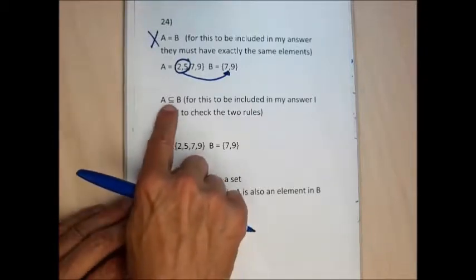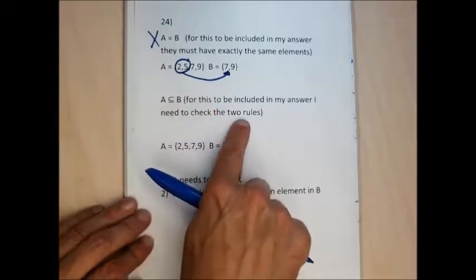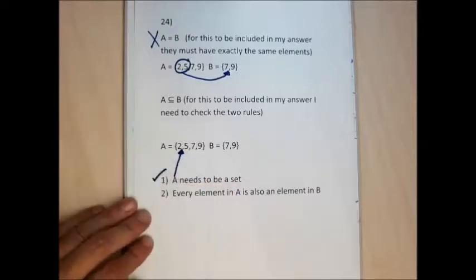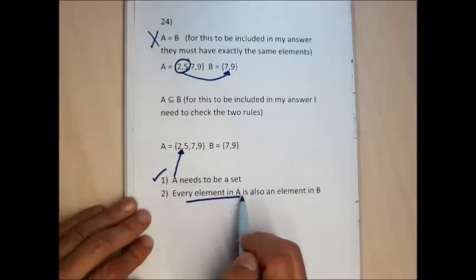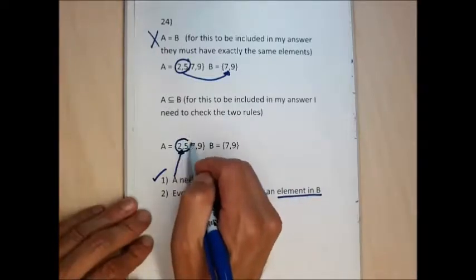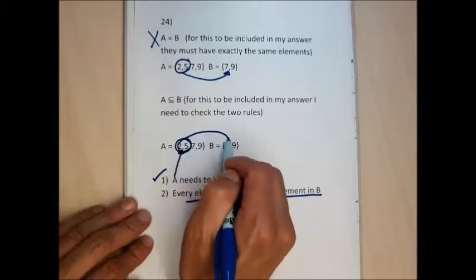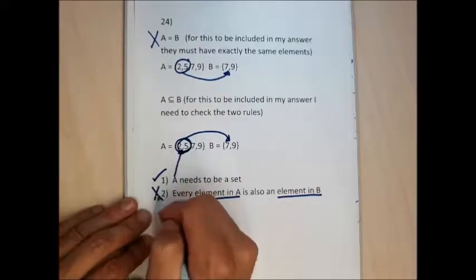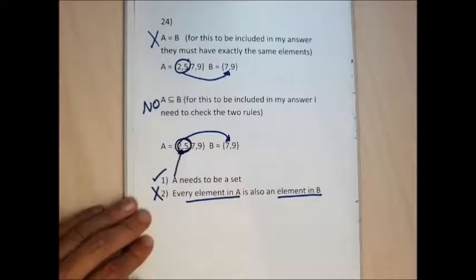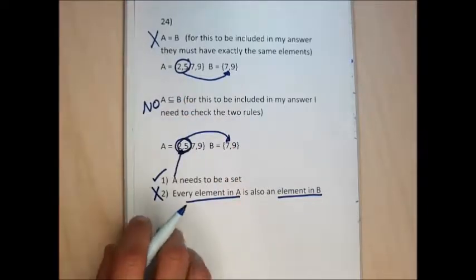Now I'm going to see if A is a subset of B by doing the two-rule check for being a subset. The first rule is A has to be a set, and because it's in set braces, it's a set. The second rule is the 4 elements in A also have to be elements in B, and this is not good because these 2 elements, 2 and 5, are in A, but they're not in B. So that rule gets violated. A is a subset of B is not going to be part of my answer to problem 24.